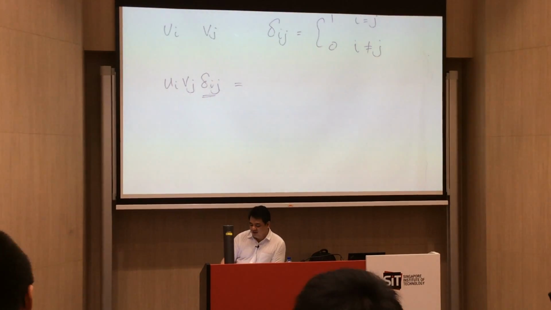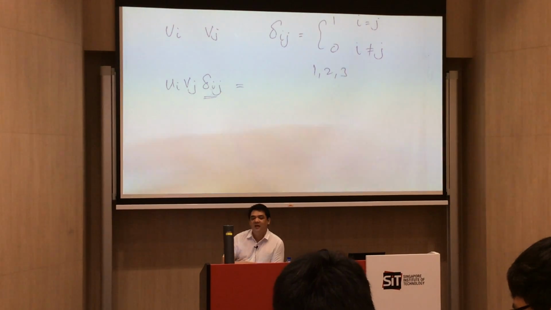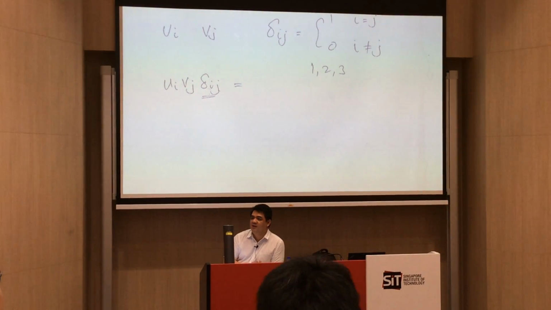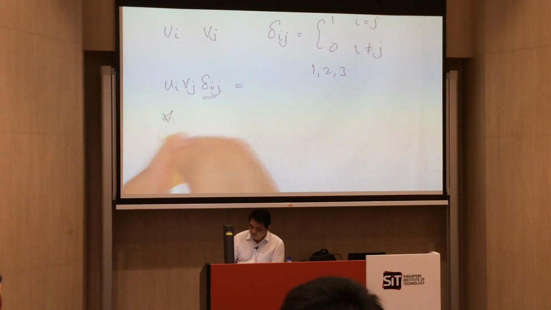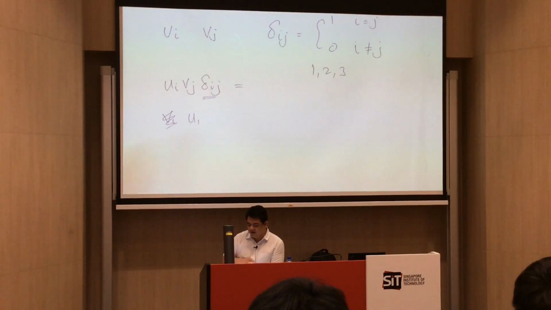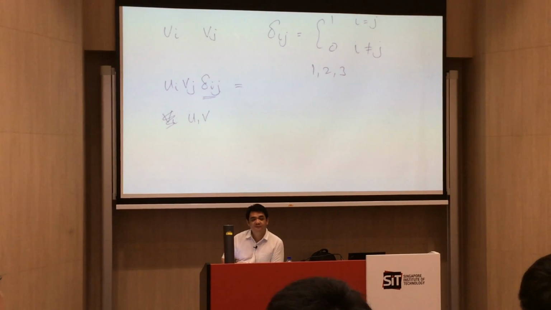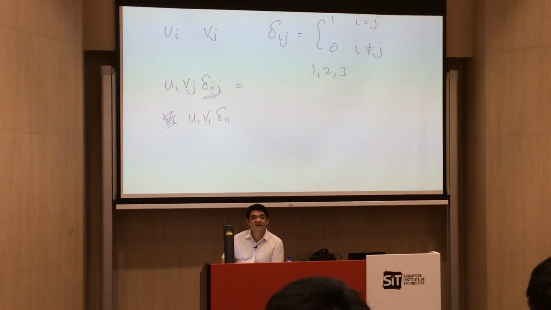Let's go with numbers: 1, 2, 3. I have now U1, let's start with 1. And then I have now V1, delta 1, 1. Yes?